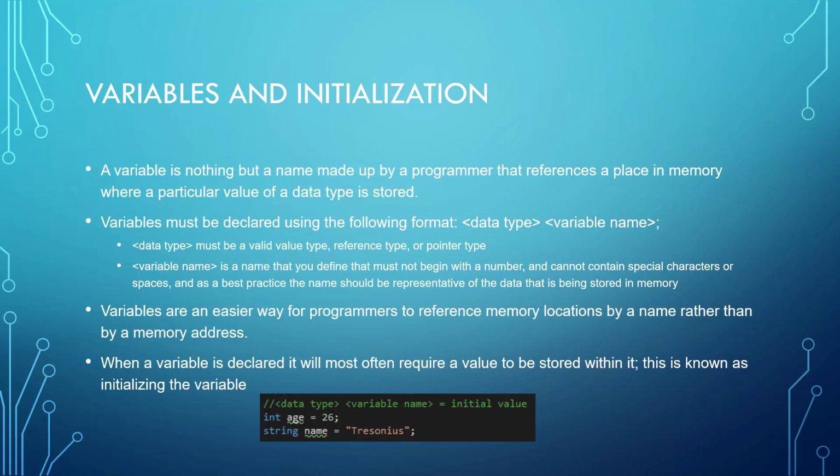And then, so we put the data type in, and then a space, and then the variable name. That's a name that you define that must not begin with a number. So a variable name cannot start with a number, and it cannot contain special characters or spaces, with the exception of an underscore. It can contain an underscore, but that's it. It can't contain spaces. It can't contain an @ symbol. It can't contain a pound or a splat, or any special characters at all.